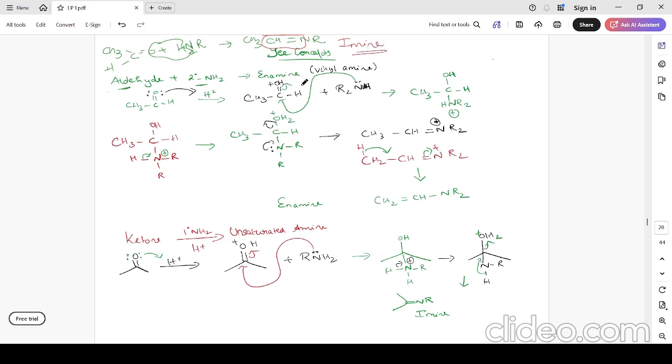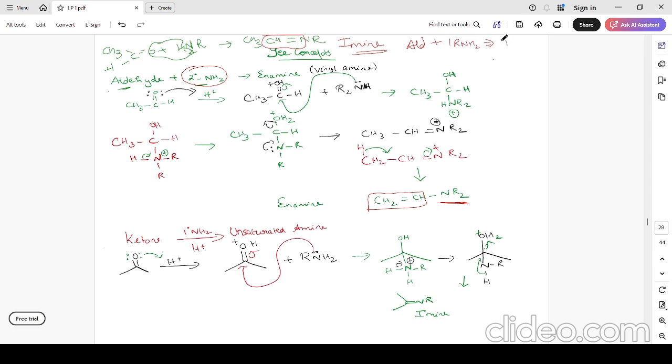Now we are discussing enamine. What is this enamine? When C double bond C is there, and NR2 is present on it, this is called enamine. The reaction happens with secondary amines. So I have aldehyde. It's not necessarily only aldehyde that will react, even ketones will react.